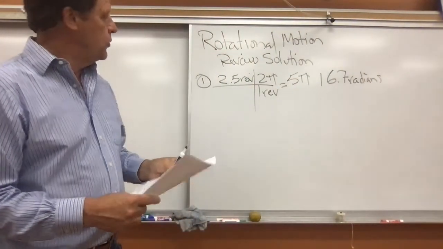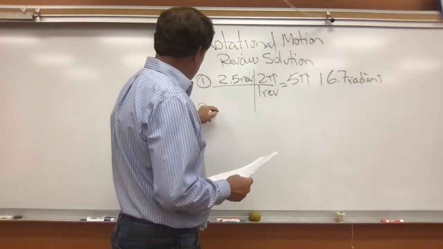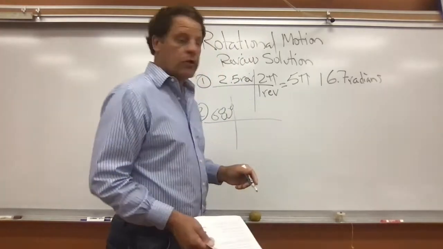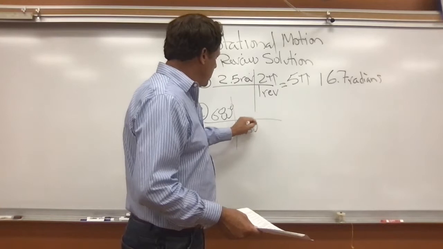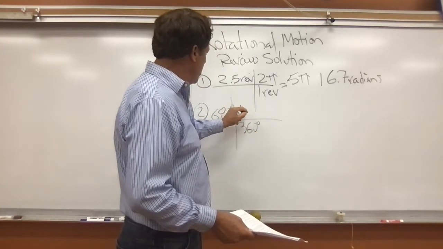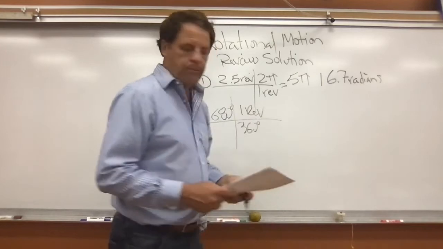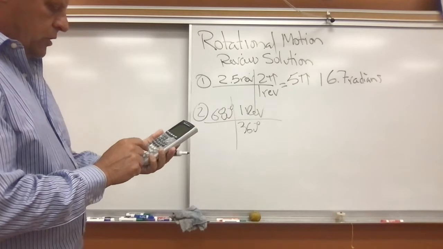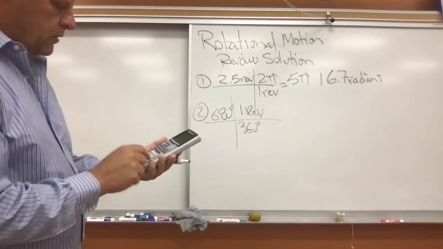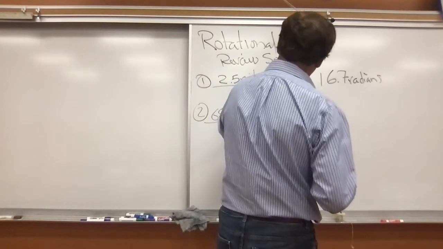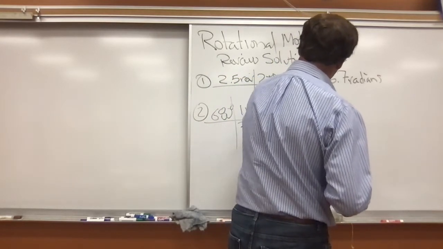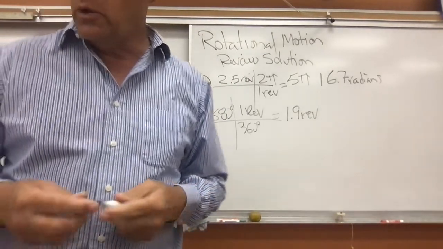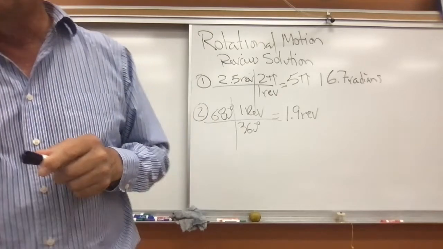It says, how many revolutions are there in 680 degrees? This is kind of going in reverse, and we're going from degrees. We know that there are 360 degrees in one revolution, so that's going to be about 1 point something. 680 divided by 360 is equal to 1.88, or 1.9 revolutions, which we obviously could then change into radians, but that's what we have.